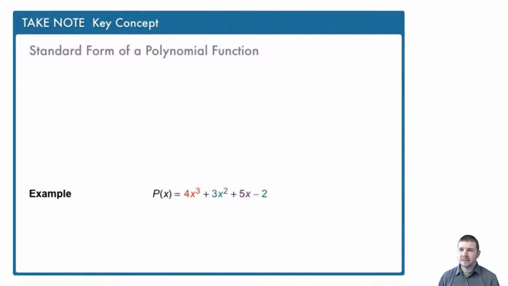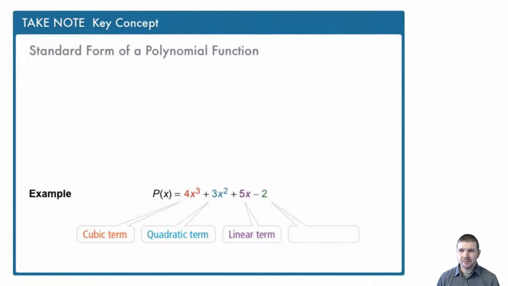For example, consider this polynomial function p of x. P of x equals 4x cubed plus 3x squared plus 5x minus 2. 4x cubed is our cubic term, 3x squared our quadratic term, 5x is our linear term, and negative 2 our constant term.